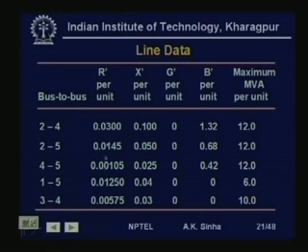Similarly, we have the data R, X and the half line charging susceptance for the lines; various lines will be provided along with the rating of the transmission lines. If we find that the power flow on the transmission line is beyond the rating, we say that the line is overloaded and the operator needs to do something about this.